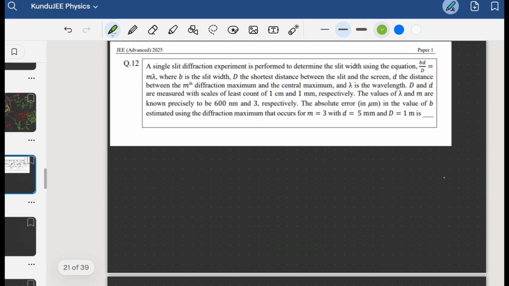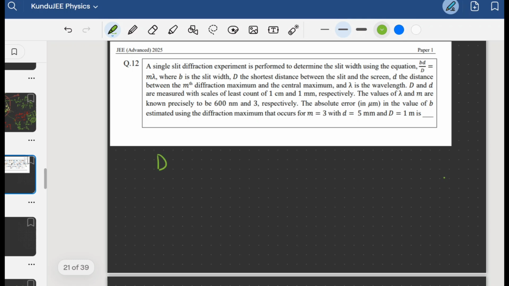Well, the next problem is actually an error analysis problem, but it is given in the frame of diffraction. So let's see the problem. A single slit diffraction experiment is performed to determine the slit width using the equation bd by D is equal to m lambda, where b is the slit width, D is the shortest distance between the slit and the screen, d is the distance between the mth diffraction maximum and the central maximum, lambda is the wavelength. Capital D and small d are measured with the scales of least count 1 centimeter and 1 mm.